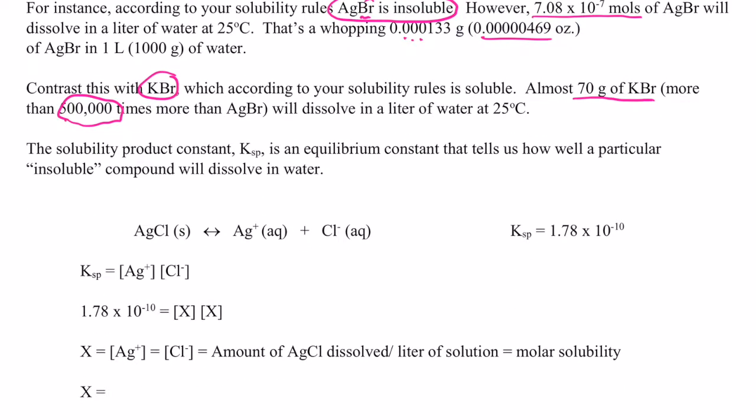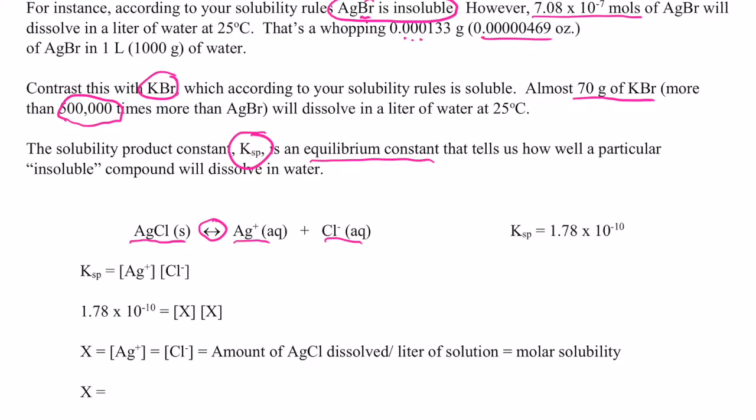Now, these ionic compounds will reach an equilibrium with their solvent, water, as they become saturated. And so we can write something called an equilibrium constant or expression for these solvation processes. We call these Ksps. This is an equilibrium constant, and it tells us how well a particular insoluble compound will dissolve in water. Let's take, for instance, silver chloride. If we have silver chloride solid on the left, we have our equilibrium arrows here. It produces silver and chloride ions as it dissolves.